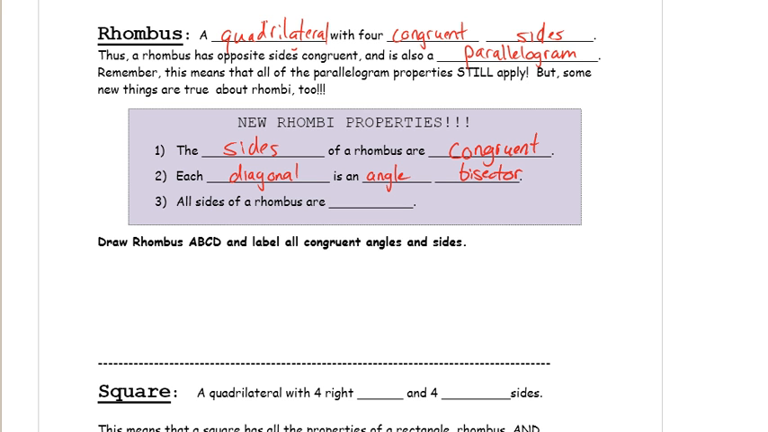And I guess I meant to say that all sides of a rhombus are congruent here, and I wanted to fill in up here that the diagonals of a rhombus are perpendicular. Sorry about that, I'm off my game today.